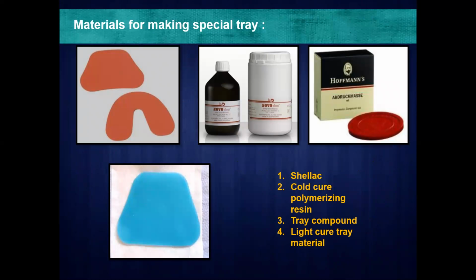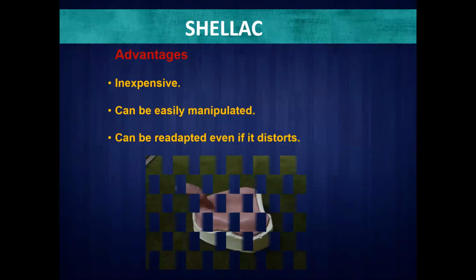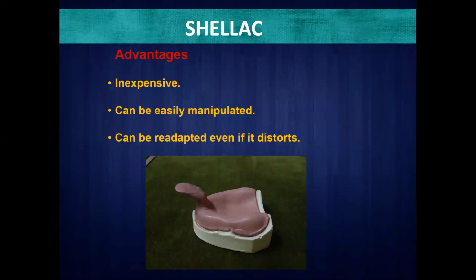These are the various materials for making special tray. We have shellac, cold cure polymerizing resin, tray compound, and light cure tray compound. So I'll be discussing about these various materials one by one. First is the shellac. The advantages include it is inexpensive, can be easily manipulated, can be readapted even if it distorts.